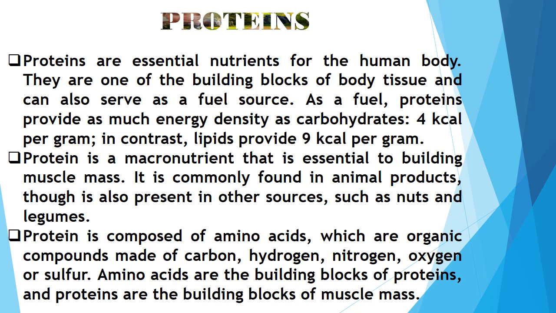For calories per gram, in contrast, lipids provide 9 calories per gram. Protein is a macronutrient that is essential to building muscle mass that is commonly found in animal products, though is also present in other sources such as nuts and legumes. Proteins are composed of amino acids, which are organic compounds made of carbon, hydrogen, nitrogen, oxygen, or sulfur. Amino acids are the building blocks of proteins, and proteins are the building blocks of muscle.